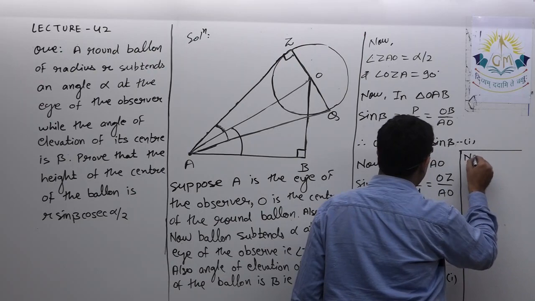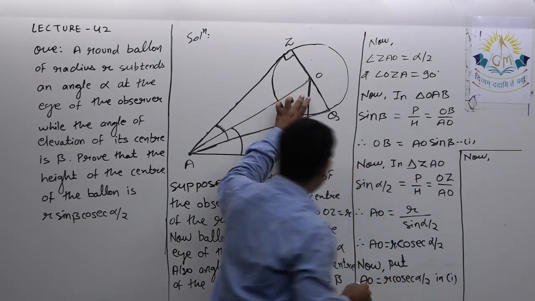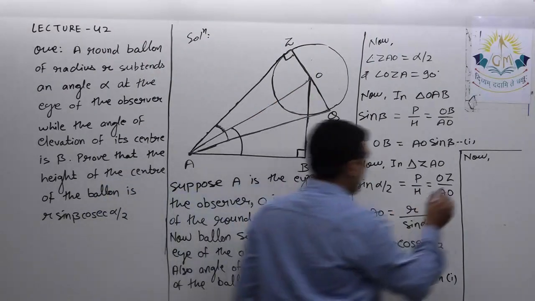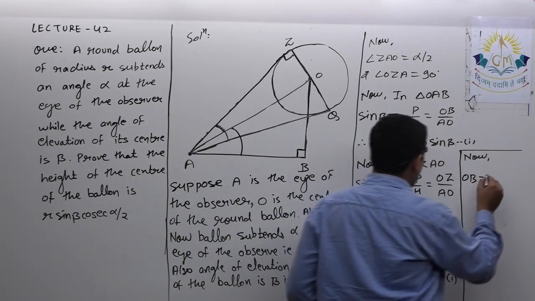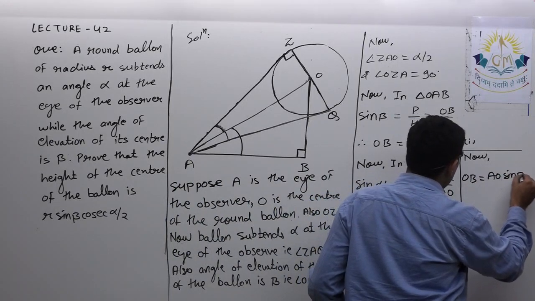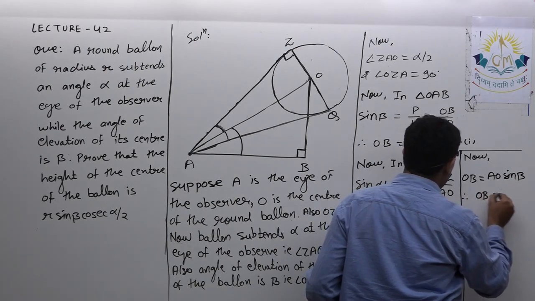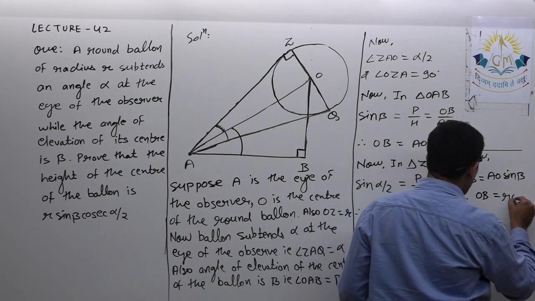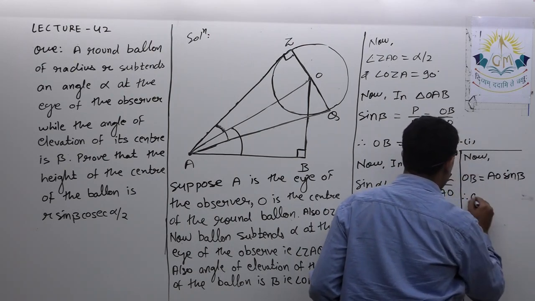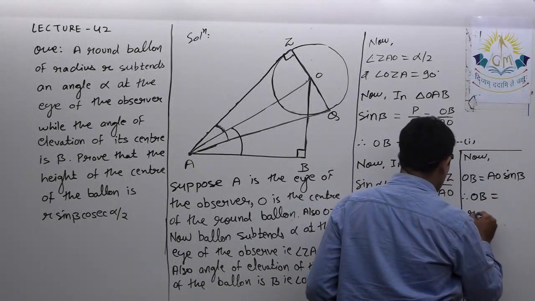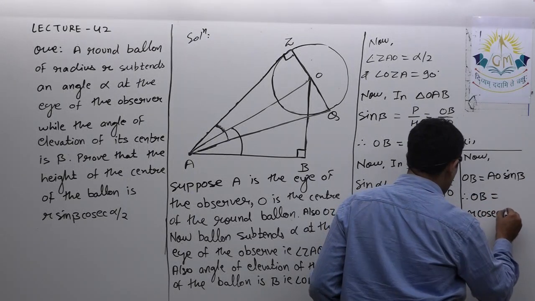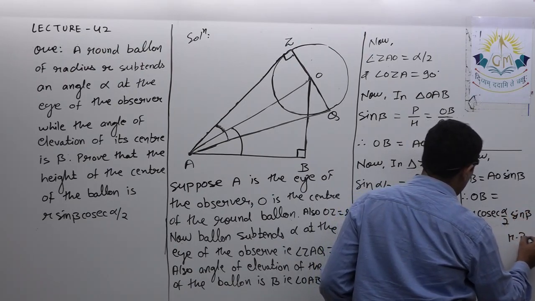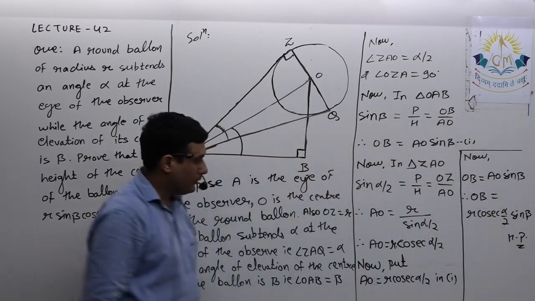So now OB you can see is the height of the center of the balloon. So OB is equal to AO sine beta. Therefore OB is equal to, now in place of AO I have to write R cosec alpha by 2, so OB is equal to R cosec alpha by 2 sine beta. Hence proved. Okay, so please note it down.